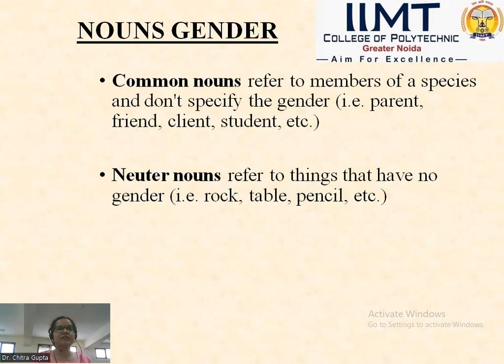Lastly, neutral nouns. Neutral nouns refer to things that have no gender at all. We can say that these neutral nouns belong to non-living things which don't have any kind of feelings. For example, rock, table, pencil, paper, chair, blocks, toys, and many more. Hope you all have understood the meaning of nouns gender and how many types of nouns gender there are, in how many categories we have bifurcated these.